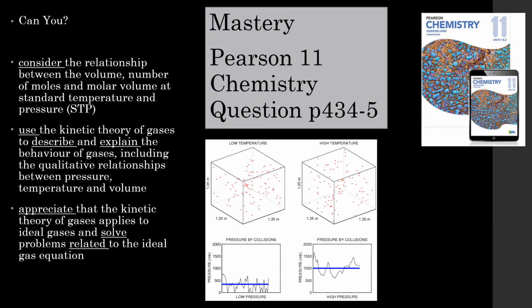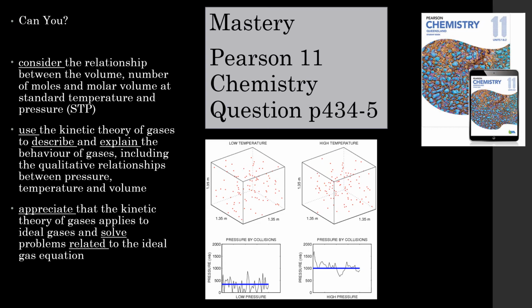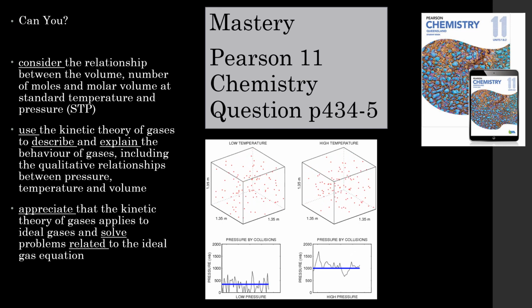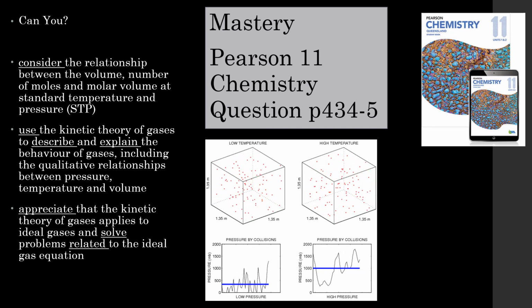So finally, can you please see if you understand the goals for today's lesson? Have you been able to consider the relationship between volume, number of moles, and molar volume at STP? Use the kinetic theory of gases to describe and explain the behavior of gases, including the qualitative relationships between pressure, temperature, and volume: are they directly proportional or inversely proportional? Appreciate that the kinetic theory of gases applies to ideal gases, and solve problems related to the ideal gas equation PV equals nRT. When you're done, you can have a go at the mastery questions.